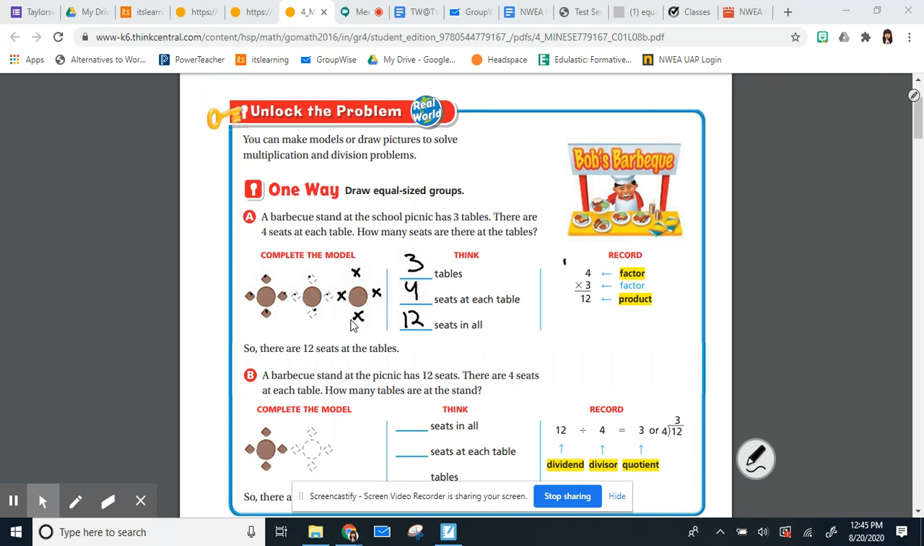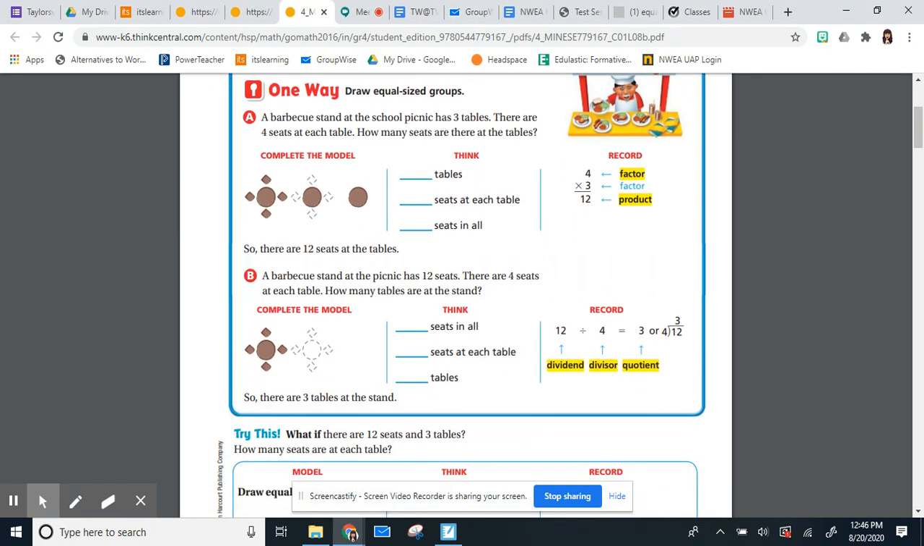And look, this over here is your multiplication problem that we were modeling. So you see how that works? We have 4 times 3, so that's the 4 seats, 3 tables. And that's how many seats there are total. Okay, so it's pretty simple, right? So we're gonna try another one like this.